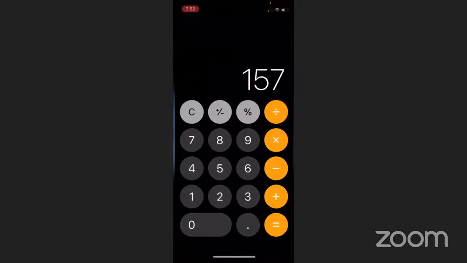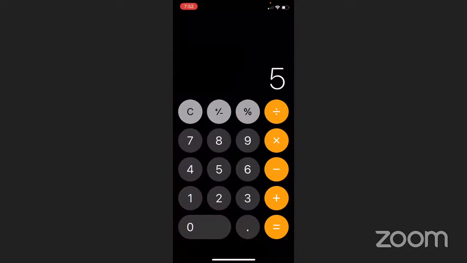I'm going to do 54 divided by 1.5. That gives us 36, times 0.8. That gives us 28.8. I'm going to round it up to 29.